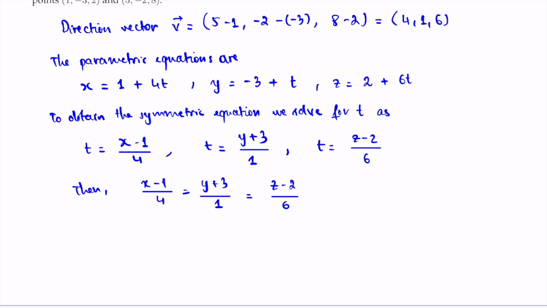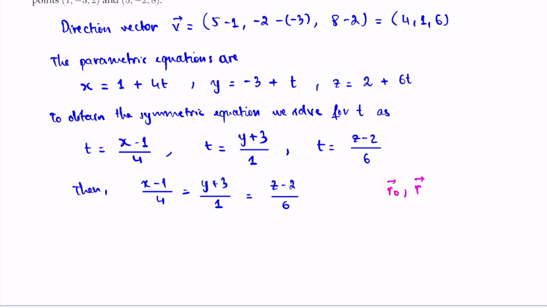Now for the vector equation of the line, again, I'm going to consider two position vectors, r0 and r. r0 is the position vector from the origin to the point here, (1, -3, 2). And r is the position vector from the origin to any point on the line. So I'm going to call that point (x, y, z).